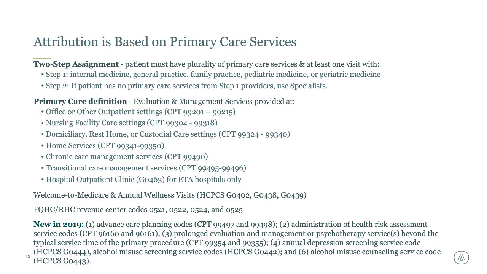So I'm not going to read this whole slide. It's just a reference slide, but these are the primary care services that Medicare uses to determine if your patients had the plurality of care. It's worth mentioning that the patient has to have at least one visit with an internal medicine, general practice, family practice, pediatric, or geriatric provider, and that's within the ACO. And if they don't have any visits with someone of those specialties, there's another list of specialists that are kind of secondary, but the vast majority of Medicare patients have at least one visit with one of these types of practitioners.